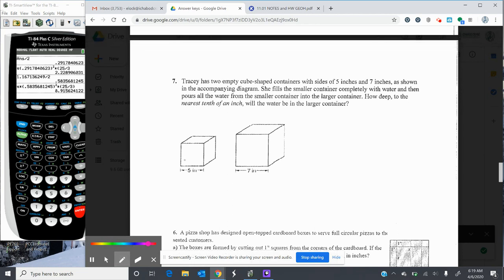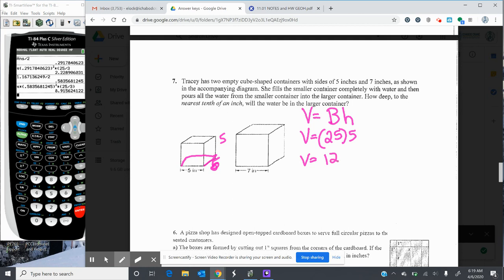So what we're going to look at here is that this is getting filled up completely. So it's 5 by 5 by 5. The volume is going to equal area of the base times the height. The area of this base, 5 by 5, is going to be 25, multiplied by 5 high. So cube, meaning 5 by 5 by 5, right? So the volume of the smaller container is 125 inches cubed.